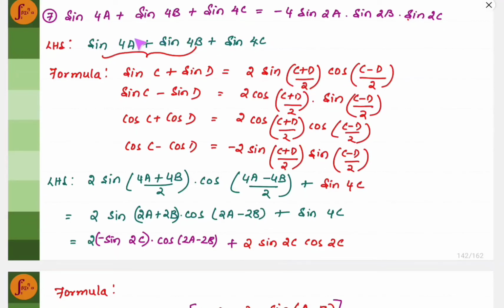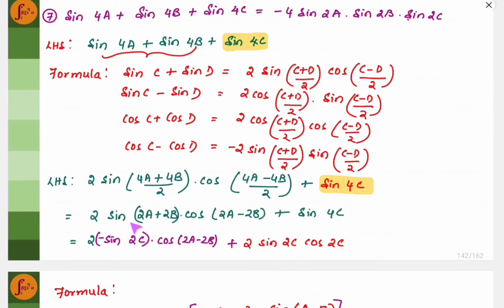Sine on both the sides, you'll use the first formula, that is sine and cos. Instead of c, we have 4a. Instead of d, we have 4b. So 4a plus 4b by 2 into cos c minus d by 2. C is 4a, d is 4b by 2, right? Now we have the sine 4c here. We're just copying the sine 4c here. Now we'll cancel 4 and 2. So we'll get 2a plus 2b, 2a minus 2b.